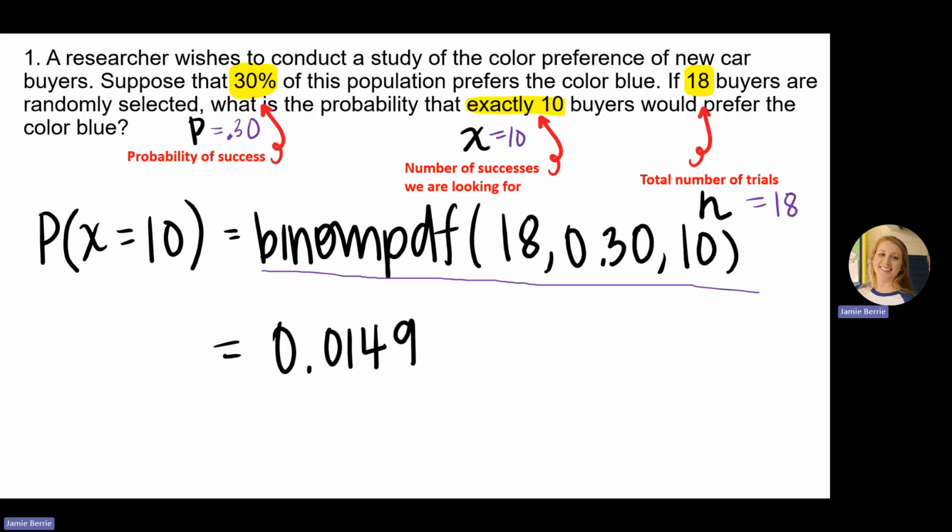And if you were to convert that to a percentage, if you're thinking in that, this would be about 1.5% or 1.49%. So if we were to say what's the probability that exactly 10 buyers prefer the color blue, it's about a 1.5% chance that exactly 10 people preferred the color blue.